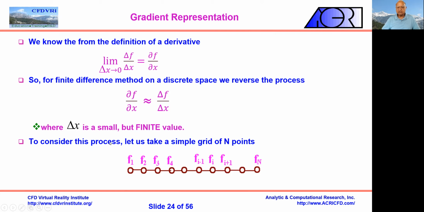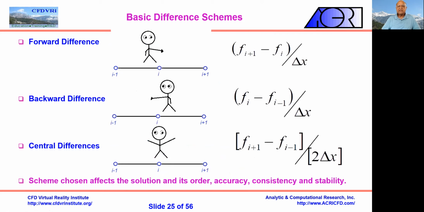So to consider this process, let's take a simple grid of n points, right? So here are n points on a grid, F1, F2, F3, etc. We discussed three kinds of schemes that can be used. There is the forward scheme, which says basically look at the point ahead, subtract the point where you're standing, and divide by the distance, and you get the forward difference. The backward difference is when you say, look behind you: this is the value where I'm standing, and this is the value where it came from, so I'm going to take that value as defining it.